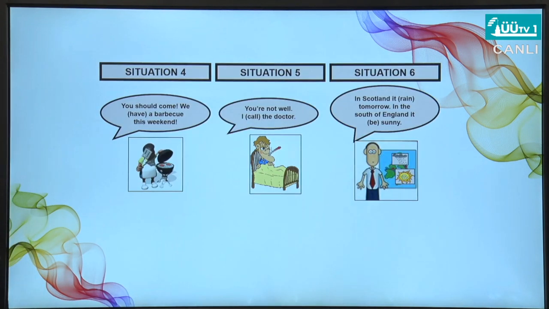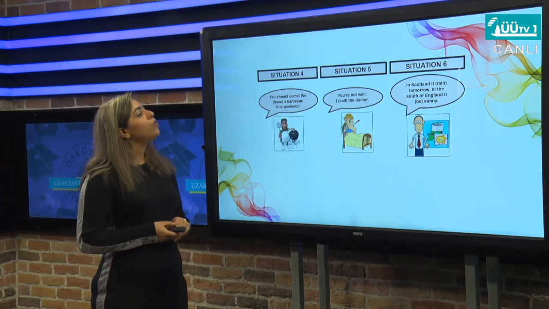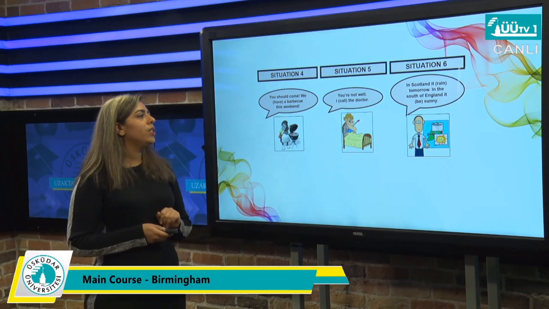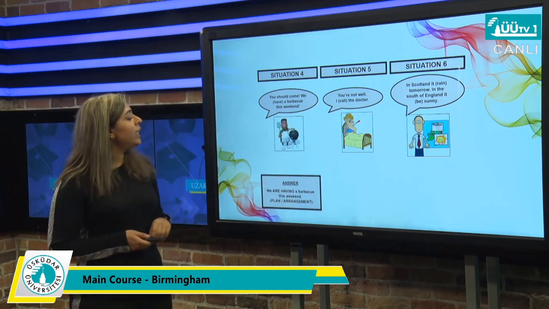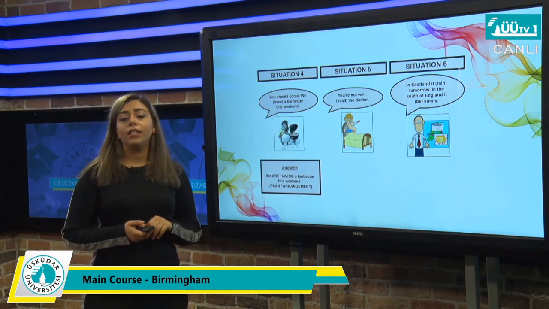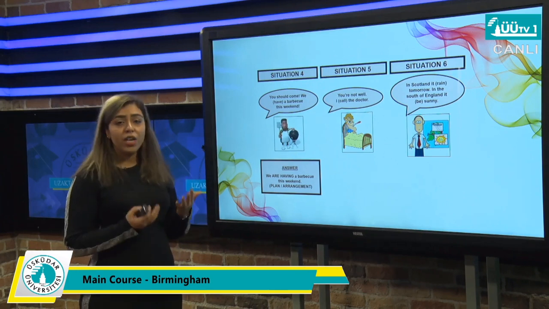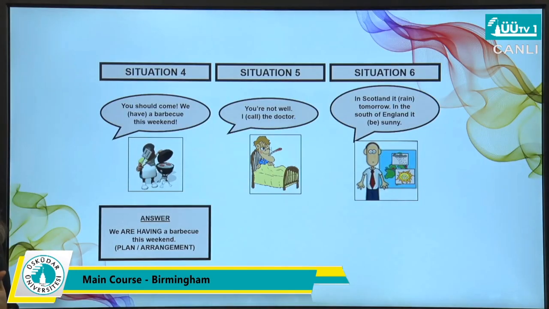The next situation, as you can see, "You should come. We have a barbecue this weekend." What is it? It is a plan or an arrangement that you have decided already. You have arranged it already. So in this case, we always use present continuous. So the sentence should be like this. You should come. We are having a barbecue this weekend.